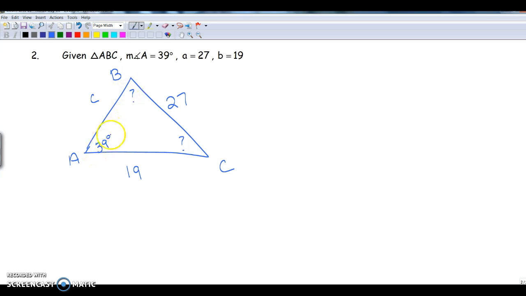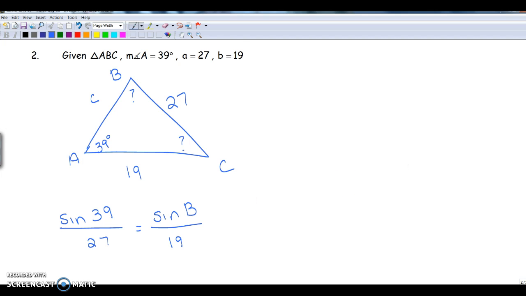What we're going to do is deal with A and the side across from it. So we got sine of 39 over 27. And then what we're going to do is, since we know at least the side across from angle B, we're going to start by finding angle B. So we've got sine of angle B over the side 19. And we'll deal with the C's later. C's are the last ones we're going to want to do because we don't know either angle or side.